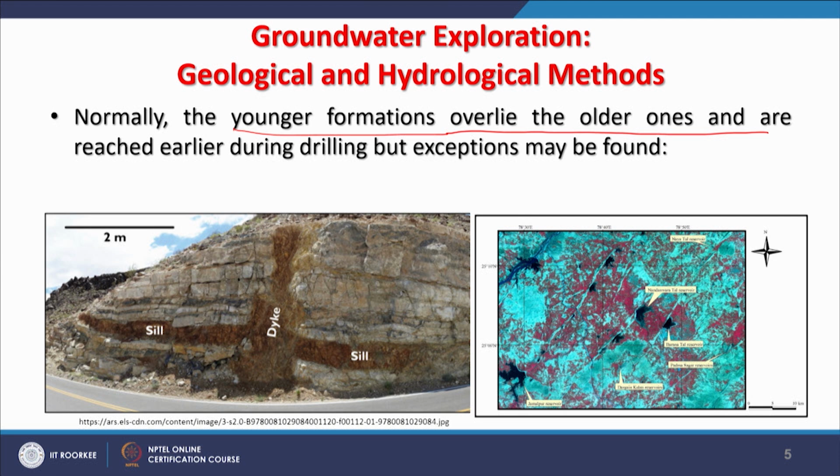But suppose this is the normal sequence, that younger formations overlie the older ones and are reached earlier during drilling, exceptions may be found in this. So, if we have some geological structures like sills, dikes, or ultra basic dikes or other intrusions, then the entire setup may change, because these may be impervious layers. They may not allow water to flow in any direction through them.